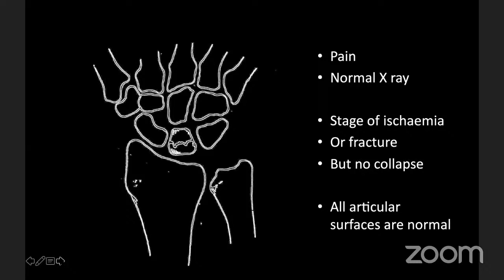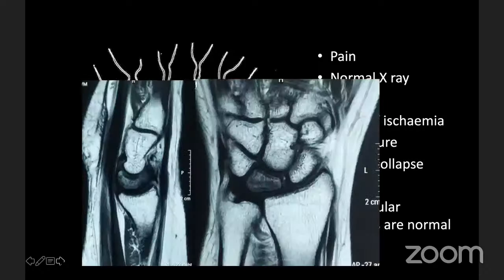Briefly, this is how most Keinbock's disease would present at different stages. Initially, there would be just pain and the X-ray would be normal. This typically is a stage of ischemia and there may not be any radiological changes. At this stage, there may even be a fracture which is not visible on X-ray because essentially there is no collapse. The lunate architecture is intact. All articular surfaces are intact. This is how the MRI picture would look with the X-ray being normal.